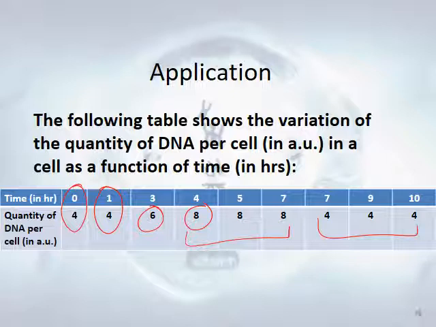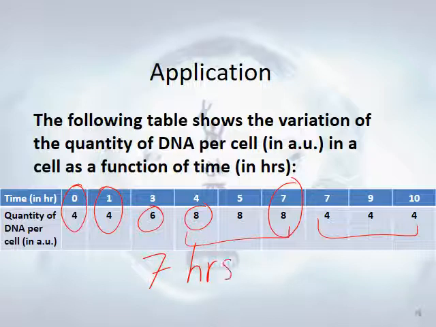From 0 to 1 hour, the quantity of DNA per cell remains constant at 4 AU. Then, as time increases from 1 to 4, the quantity of DNA increases from 4 to 8 AU and remains constant until the 7th hour, where it decreases to 4 AU. So the cell cycle lasts from 0 to the 7th hour, so the duration of the cell cycle is 7 hours. All of you know that the duration of the cell cycle is the duration of interphase plus the duration of mitosis.